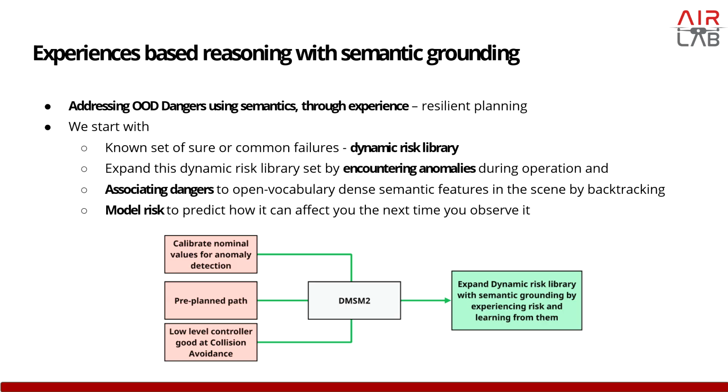Our approach assumes the robot has a pre-planned path with low-level control and is good at collision avoidance. For now, we treat risk simply as a trajectory tracking error. We run the robot first on a known trajectory without risk to calibrate the nominal drift values to reduce false positives.